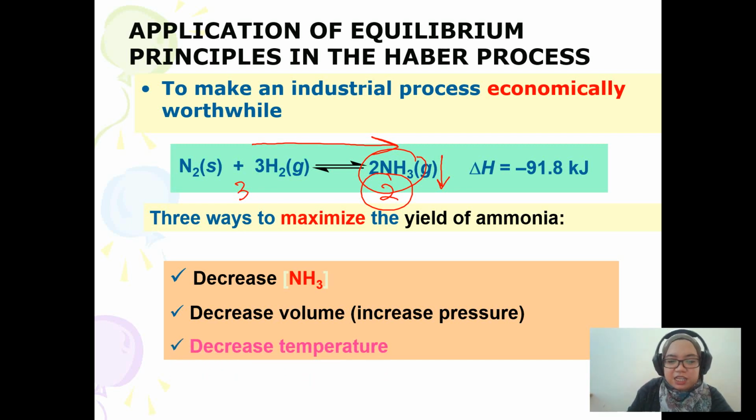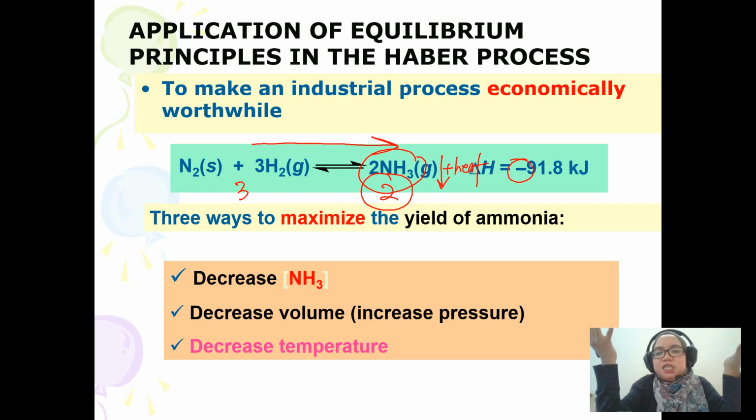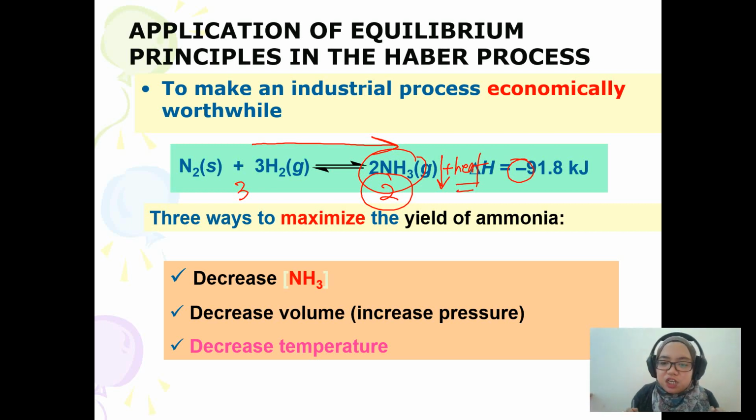Okay, and lastly, kalau kita decrease temperature. Okay, disebabkan dia adalah, apa kita cakap? Exothermic reaction. So, kat sini kita ada plus heat dekat sebelah sini, okay? So, kalau kita decrease temperature, sistem akan cari jalan untuk kita increase balik temperature dalam sistem. Macam mana? By proceeding the reaction to the right. Because if we proceed to the right, the system will release more heat so that then the temperature will increase again. So, these are the 3 ways to maximize the production of ammonia.